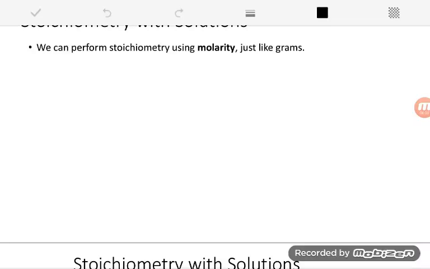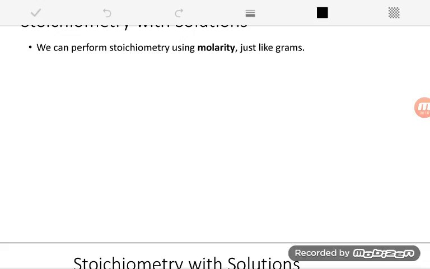We've previously seen how to do stoichiometry problems and how to use the concept of molarity. So right now we're just going to combine those two things. We're going to use molarity to perform stoichiometry problems. So let's say we have some simple reaction.